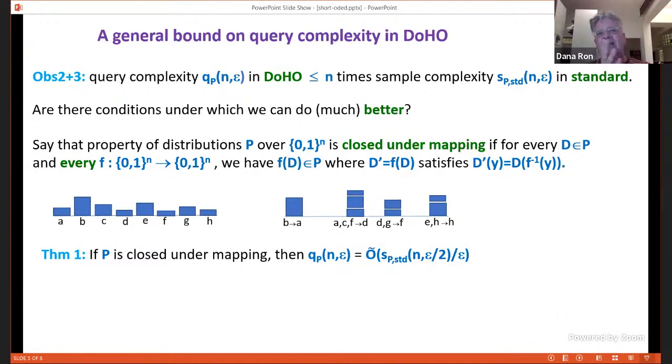So basically, I'll just state the theorem. The theorem says that if you consider properties that are closed under mappings, which means that if a distribution has the property and you take some mapping from strings into other strings, then you get a new distribution on strings, and this distribution has to have the property also. Properties which have this feature include, for example, properties such as bounded support size or uniformity over some set. Then the query complexity is just the sample complexity in the standard model times some factor that doesn't depend on the length of the string.